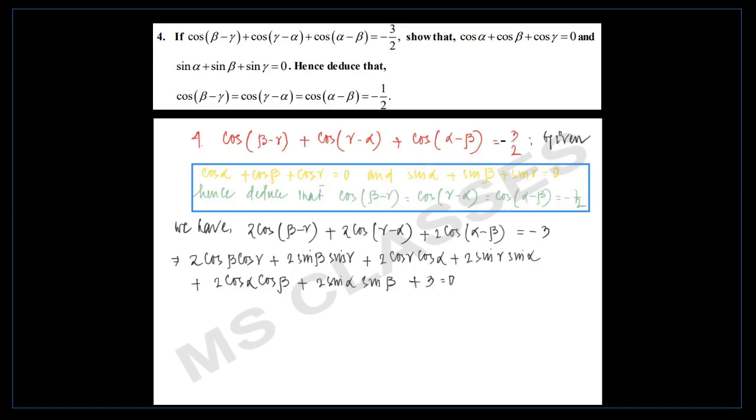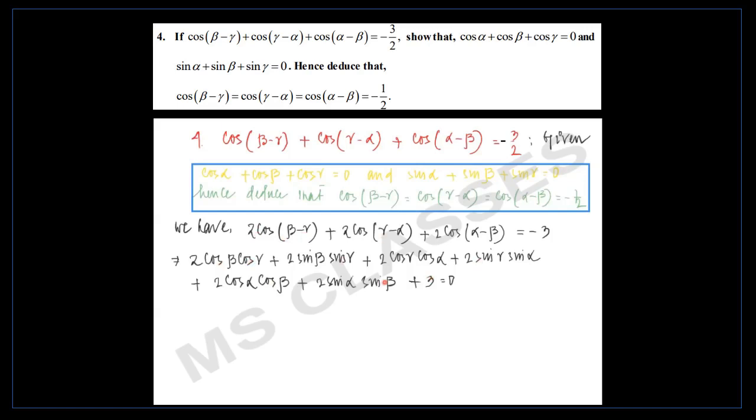Now after this, you can see this is a 2AB format. This 3 we can split up as 1 plus 1 plus 1, and each one we can write as cos square alpha plus sin square alpha, cos square beta plus sin square beta, cos square gamma plus sin square gamma. Here we have 3. Here we have split up using the formula of cos(A minus B), 2 cos A cos B plus 2 sin A sin B. Taking the same format, we have done the whole thing.